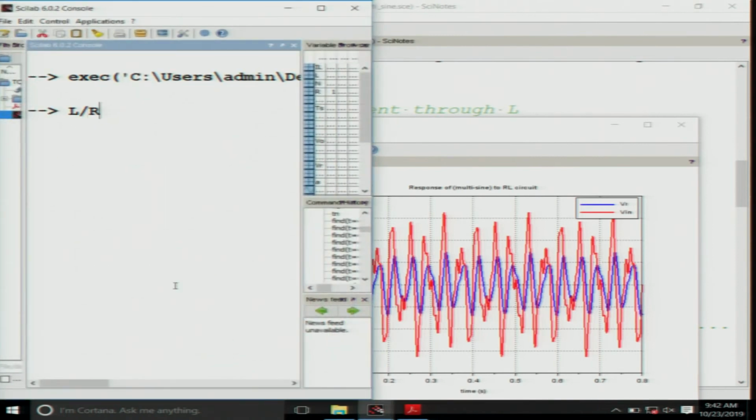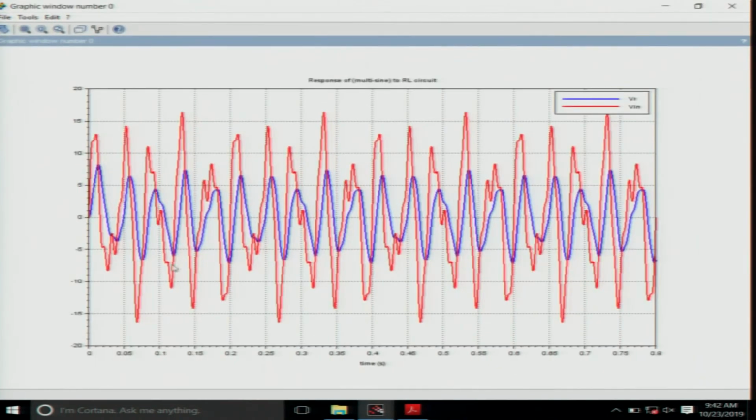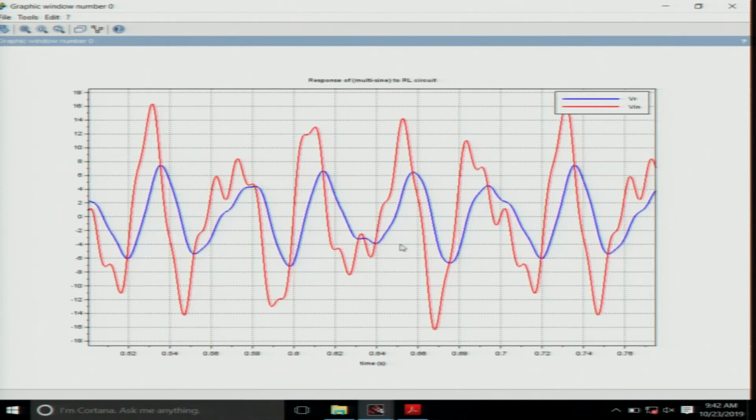L by R, yeah, it is 0.01. So we expect that this has reached steady state. The important thing is that if you look at the periodicity of this, you will find that if you have 25 hertz, 40 hertz and 100 hertz components, the periodicity is in fact 5 hertz. So you will see that this waveform keeps repeating here.